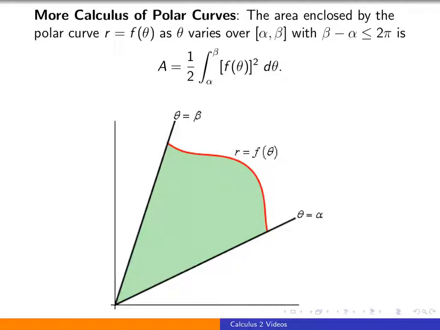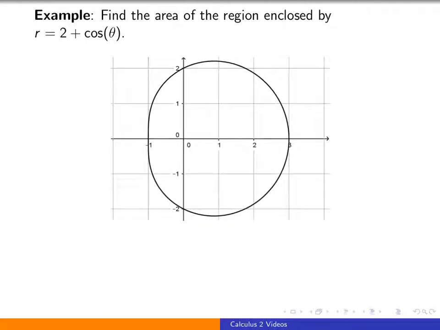So let's look at an example. Let's find the area of the region enclosed by r equals 2 plus cosine theta. And note that this curve, r equals 2 plus cosine theta, is a curve that we encountered in a previous example, and the curve is traced out as theta varies from 0 to 2 pi.